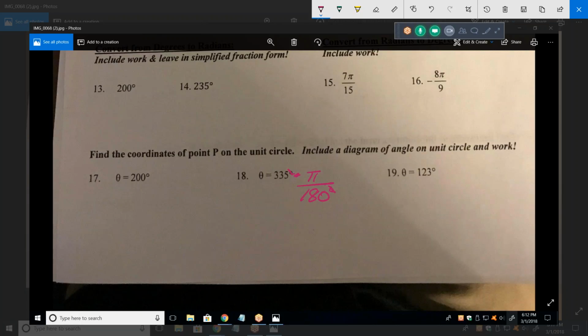Okay, so now you have this that has to be reduced. How do I simplify that? What number do I know divides into both top and bottom? 5. Okay, do it. Tell me what you get. You can use your calculator to divide the top by 5 and the bottom by 5. It equals 67 over 36. Yeah, and notice that 67 is prime, so I'm not reducing it any further. 67 is not divisible by anything but 67 and 1. So that's my answer.